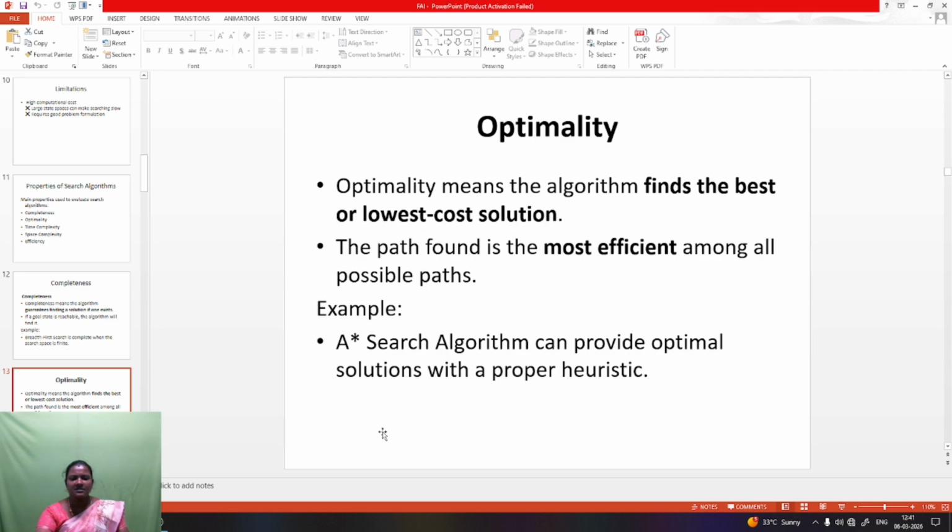Example, A star search algorithm can provide optimal solutions with a proper heuristic. Heuristic function means the path cost used to reach the goal node from the start node, or from node n to the goal node.